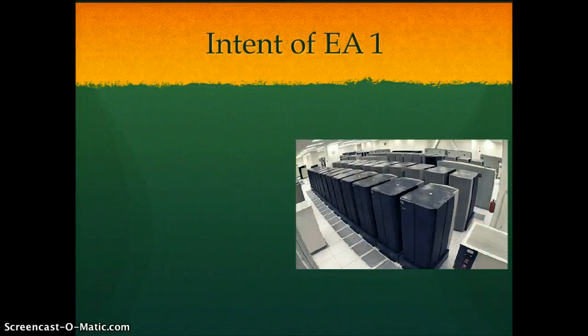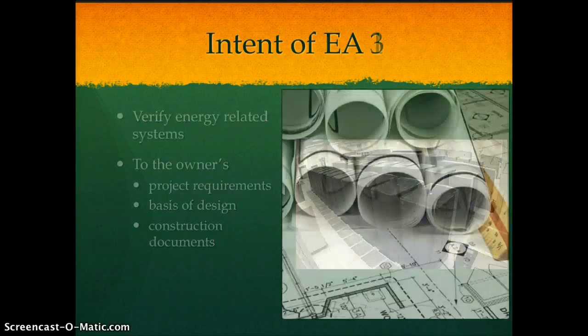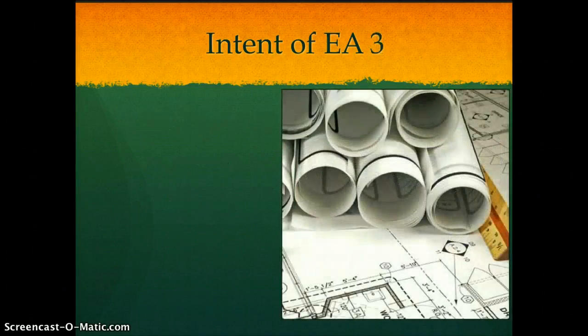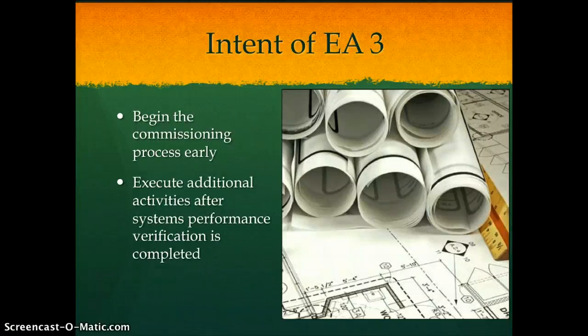In Section 2, we are going to focus on the following two lead credit intents. The intent of Energy and Atmosphere 1 is to verify that the building's energy-related systems are installed and calibrated and perform according to the owner's project requirements, basis of design, and construction documents. The intent of Energy and Atmosphere 3 is to begin the commissioning process early during the design process and execute additional activities after the system's performance verification is completed.